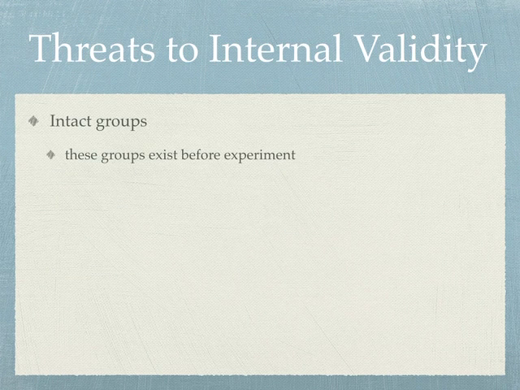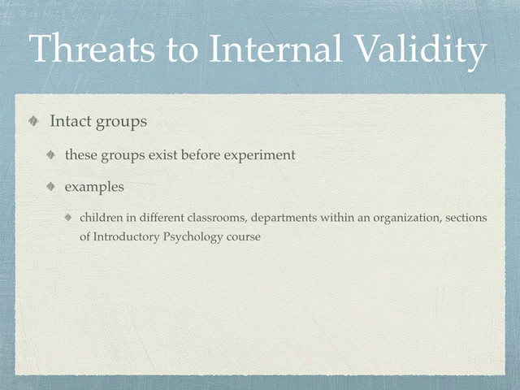So again, with intact groups, these are the groups that exist before the experiment. These are those natural groups designs that we talked about in the previous lecture. Examples of these include maybe kids from different classrooms, departments within an organization. So maybe we're looking at just, within the college, the psych department versus another department. Again, these are intact groups. We can't compare those because there's differences between those groups inherently. And those differences can then be measured maybe in our dependent variable. And so we don't know that it's our independent variable that's caused those differences. Sections of various courses, any of those things are examples of intact groups.